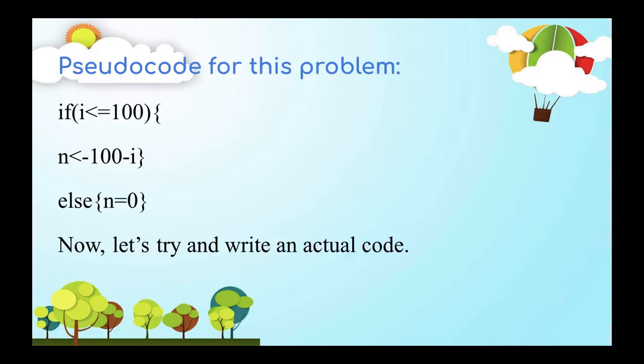Then we wrote the pseudocode. The pseudocode was very simple. If i is less than or equal to 100, the number of apples that Aman has left with him is 100 minus i, and in other cases n equals 0, the number of apples left with Aman, obviously. Now we will try to write the pseudocode that we have written as an actual code in an IDE. I will explain in detail what an IDE is. Let's first understand that we are trying to write this code.